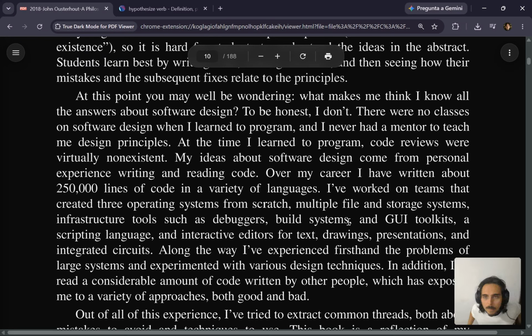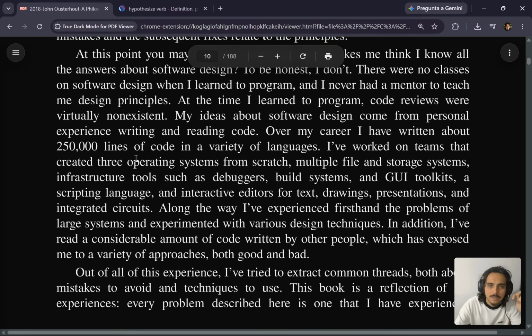So, to be honest, I don't. There were no classes on software design when I learned to program, and I've never had a mentor to teach me design principles. At the time I learned to program, code reviews were virtually non existent. Okay, my ideas about software design come from personal experience writing and reading code.